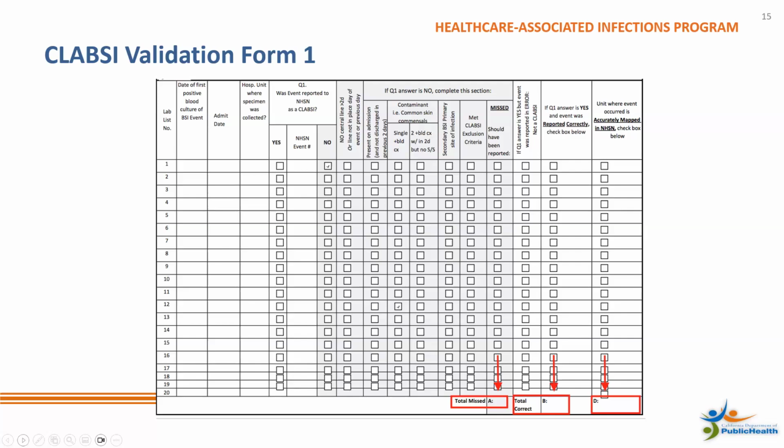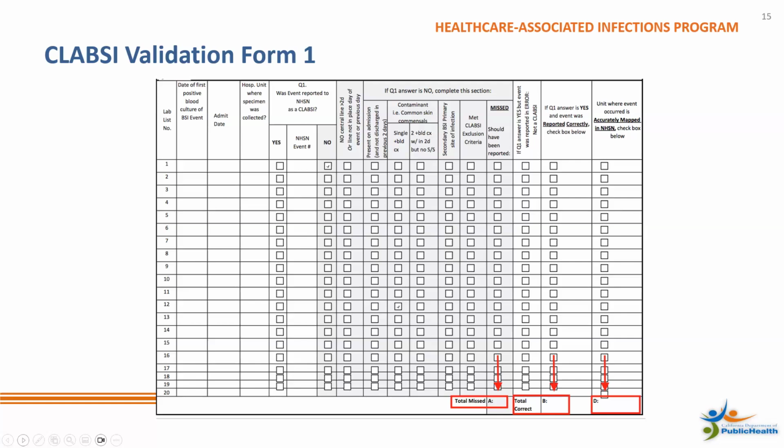And then if in question 1 your answer is yes, that it was a CLABSI event, but it was reported in error, so after your review it was not a CLABSI, then you would check that box. And then if in question 1 your answer was yes, and the event was reported correctly, then you check that box. And then the last box is that the unit where the event occurred was appropriately mapped in NHSN. You check that box.